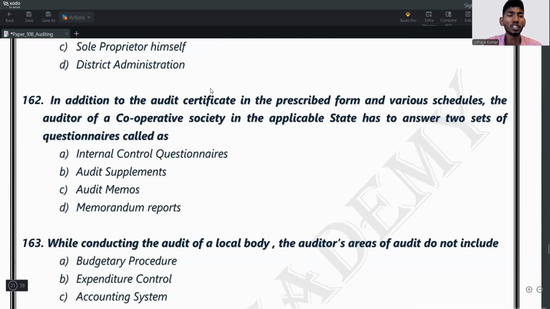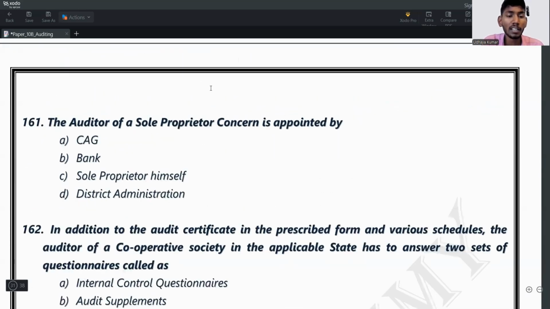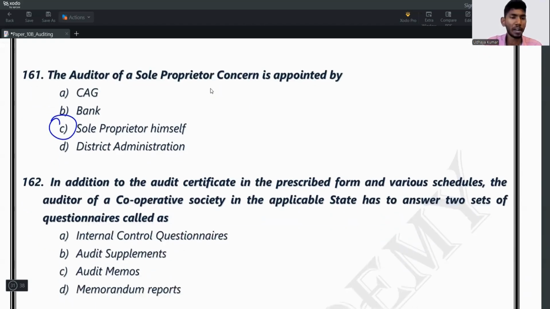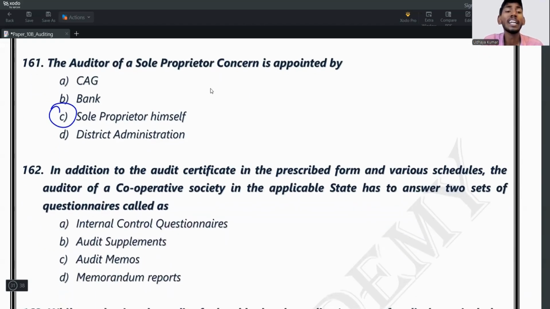So moving to question 161, the auditor of a sole proprietor concern is appointed by the sole proprietor himself. Yes, no one like C&AG, they never get involved. Bank, district economy, they never get involved. Like sole proprietor himself. So moving to question 162, in addition to the audit certificate in the prescribed form and various schedules, the auditor of a cooperative society in the applicable state has to answer two sets of questionnaires called as what? Audit memos. Okay, which we have discussed, right?